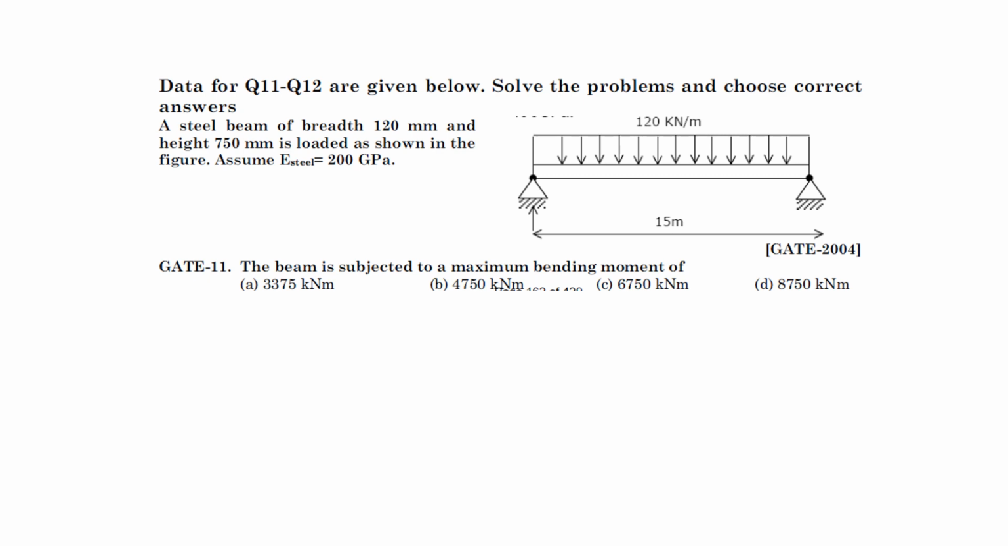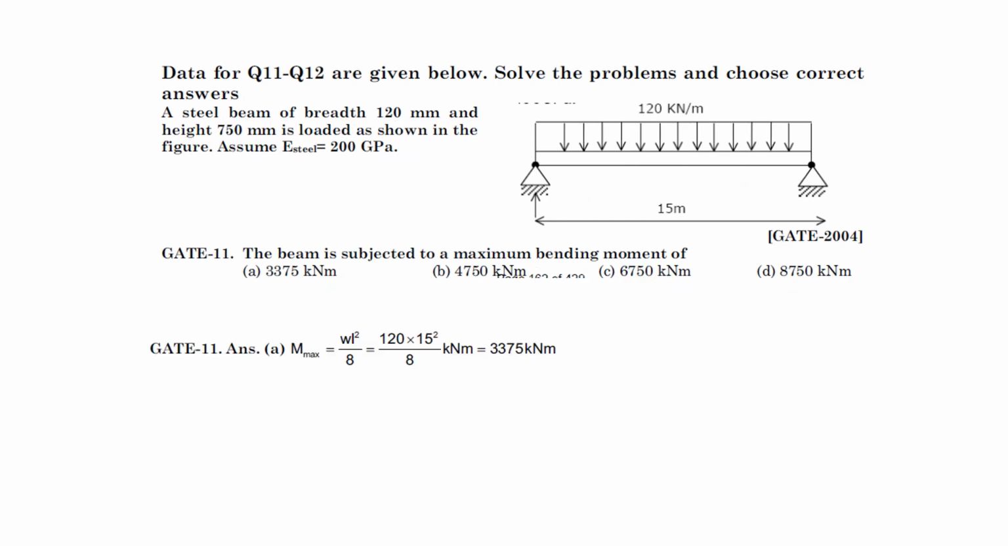Okay, next question again, we'll see whether it is common data or linked question based on the options. So earlier was a linked question, now it is a simply supported beam with uniformly distributed load. So what they're asking: a steel beam of breadth 120 mm and height 750 mm is loaded as shown in the figure. E for steel is given as 200 gigapascal. The beam is subjected to maximum bending moment. In this case they're asking what is the bending moment. We'll see that. These are the options, that doesn't matter, we'll solve that.